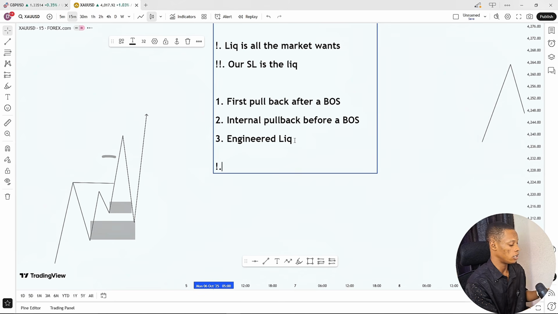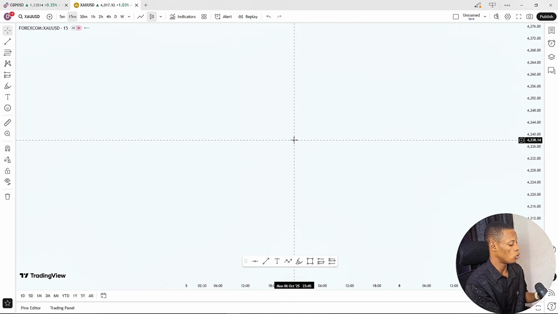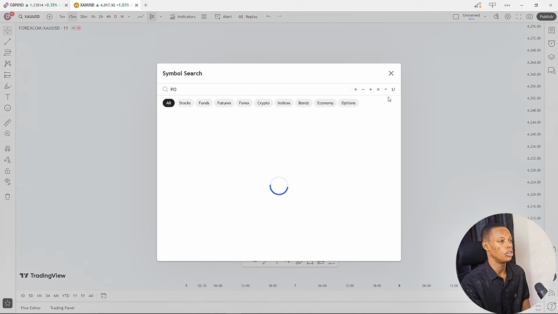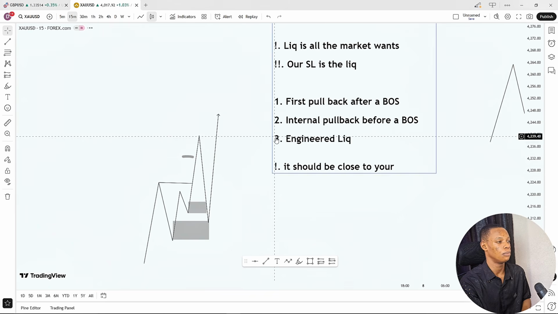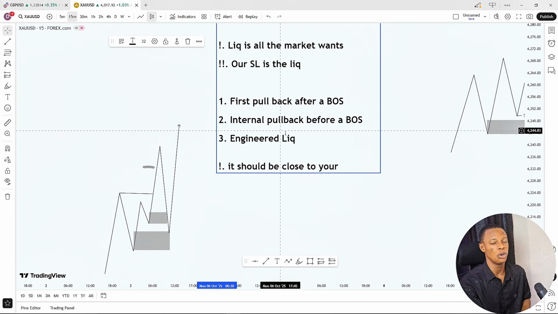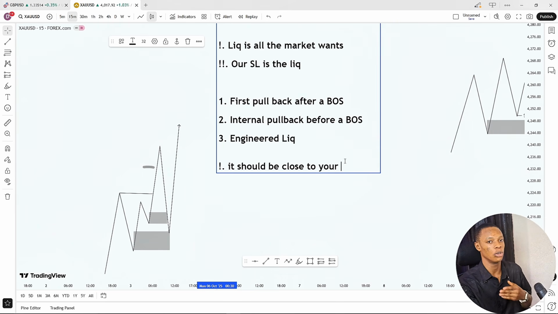The only thing is that it should be close to your entry. Should be close to your POI. You know, POI and entry, they mean a similar thing, right? POI, like I said before, is your point of entry, the point where you likely take your trade from.